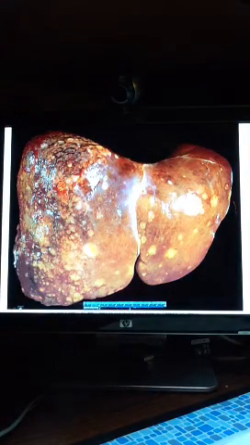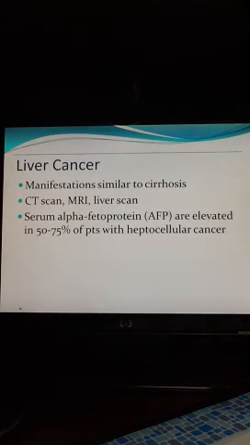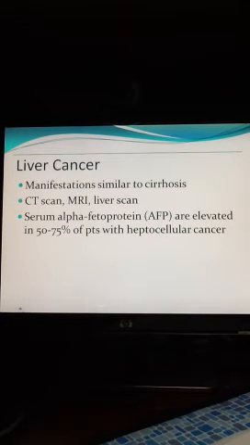This is what a liver cancer looks like. You can see all these little spots. The manifestations of liver cancer is going to look a lot like cirrhosis. They'll do a CAT scan and MRI. The serum alpha-fetoprotein levels are elevated in most people who have a hepatocellular cancer.